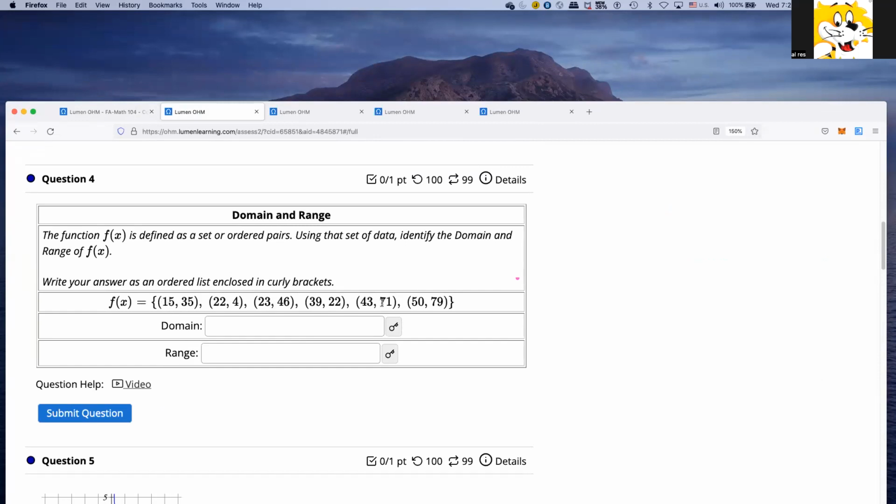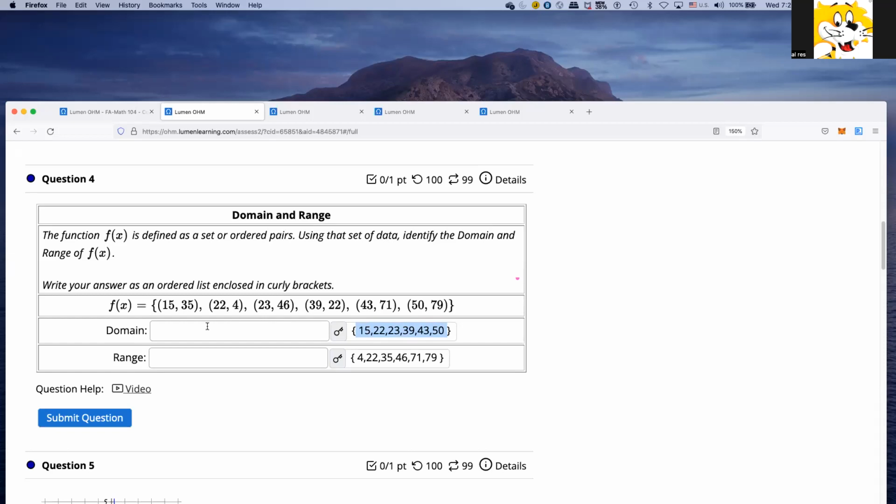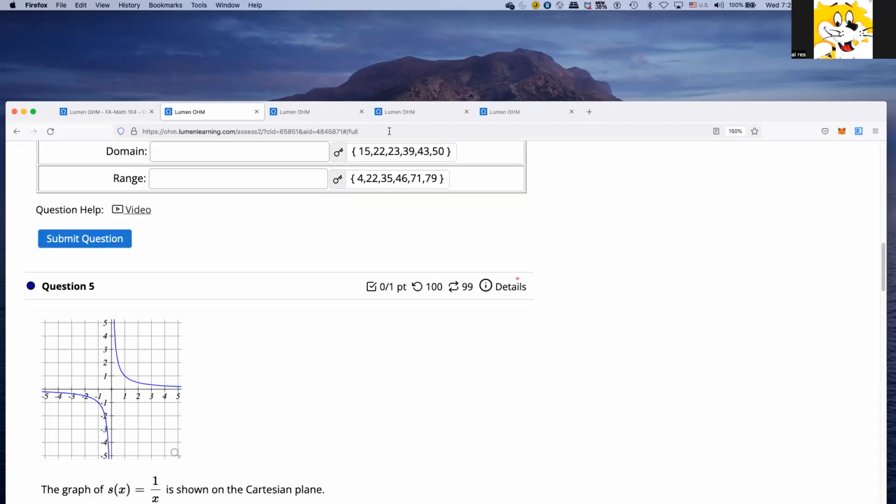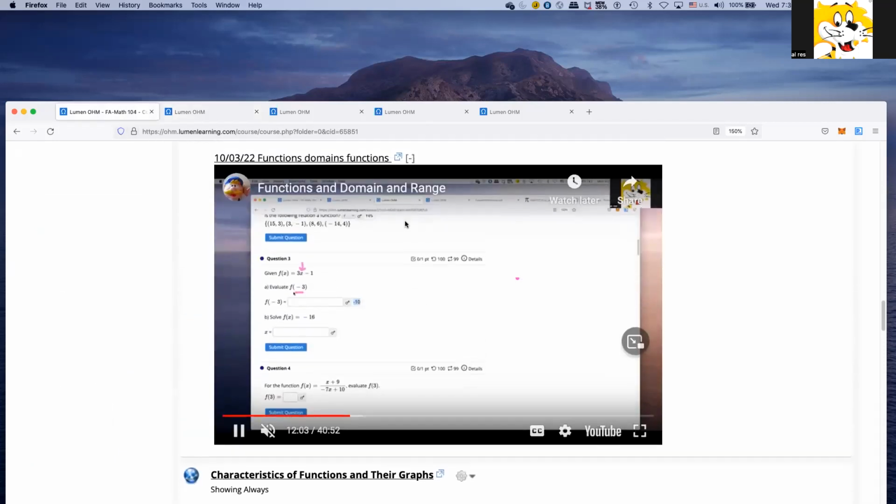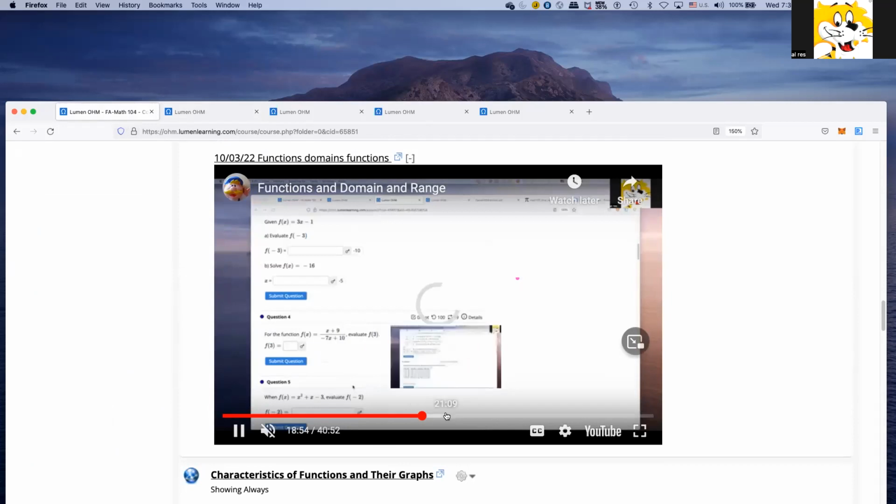if you're given the set with a bunch of points and you're asked what's the range, the answer should be all the y values. And domain would be all the x values. You see? 15, 22, 23, 39, 43, 50. Those are your domains. Range, y values. Remember? Everything I tell you. So that's what's on this video. And we went over all of this.